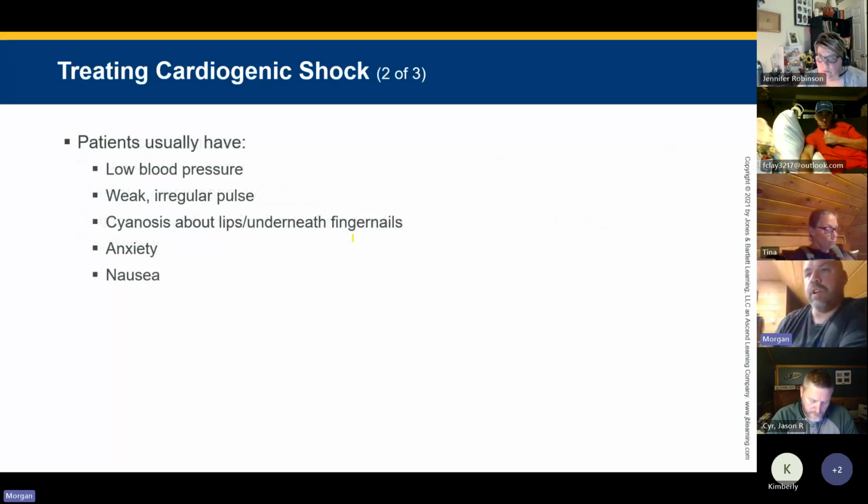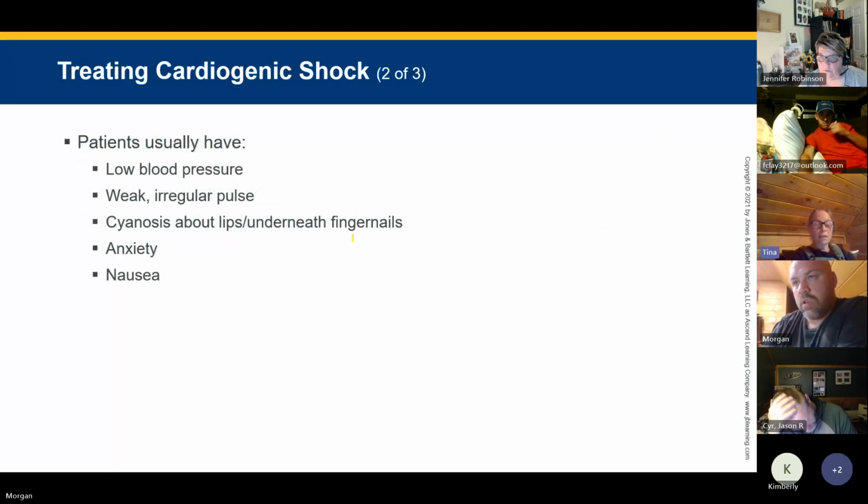They'll usually have low blood pressure, or a narrowing pulse pressure. Weak, irregular pulse, because it's not pumping properly. I guess this is the cyanosis, about the lips and under the fingernails. They will be anxious because they're shocky, and they'll be nauseous.